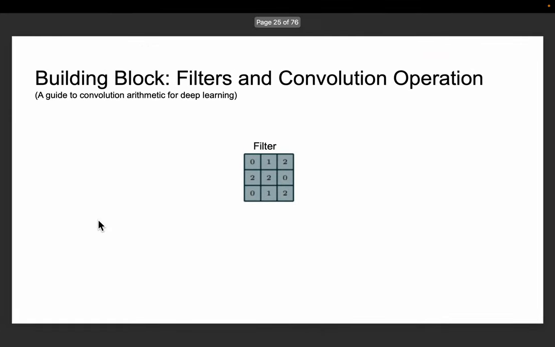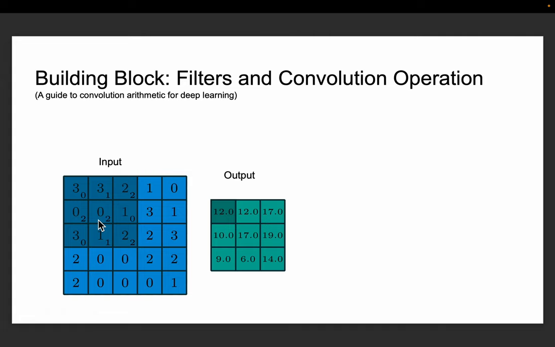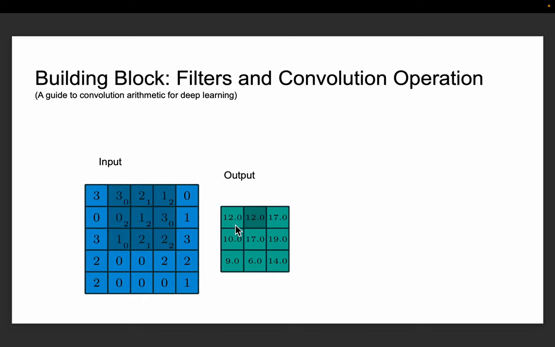In the case of 2D, we have this input, which is a 2D image. It's one channel only, a grayscale image. We have the filter 012, 220, 012. We multiply pixels individually, element-wise, and we add up to get a single value. In this case, it's 12. Then we move the filter one place to the right, and we get another value, 12. We move it one place to the right, then we move it one pixel below to the leftmost space. And therefore, we get this output, a 3x3 image.